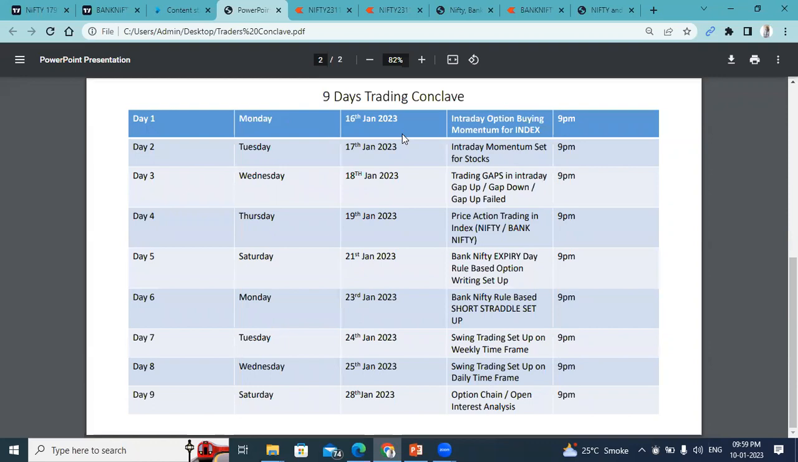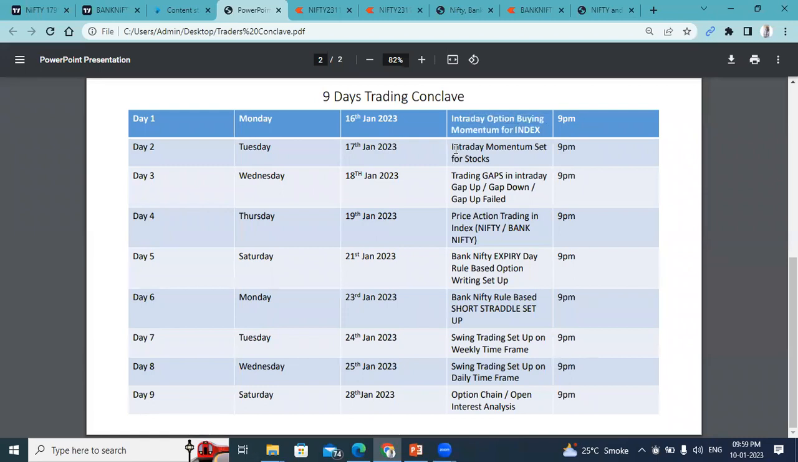Okay, Monday I will cover the option buying setup for Nifty, Bank Nifty. Okay, the momentum option buying setup. In this setup, we basically combine CPR and RSI, because RSI is a momentum indicator. So we combine CPR and RSI, and this setup also worked very well. Okay, this I will cover. Timing is 9 PM for all sessions.